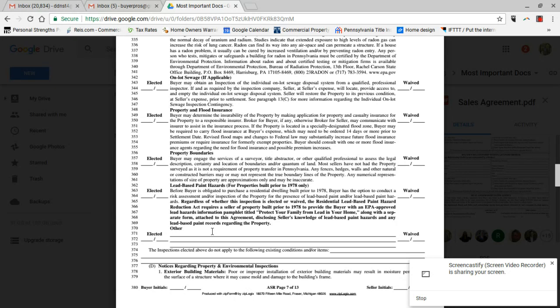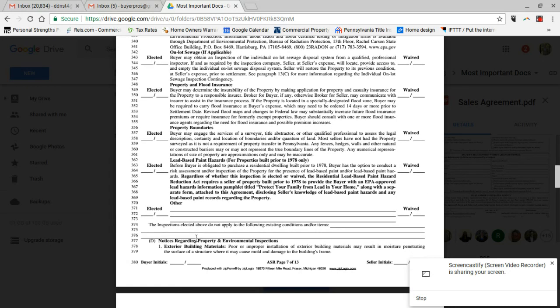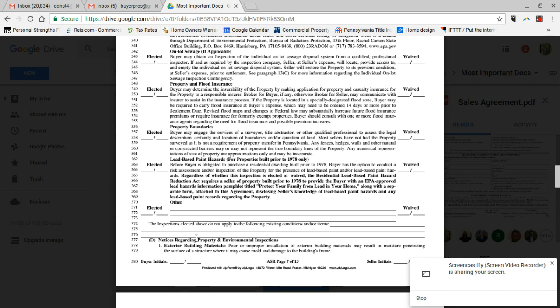Structural engineer inspection might be another one you want to write in separately. And you might have a different time frame for it too, so you'd want to make note of that. If the structural engineer can't get in there for 2 weeks and you're doing your regular inspection in 10 days, you can have 2 different deadlines.